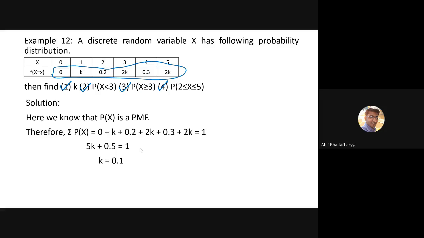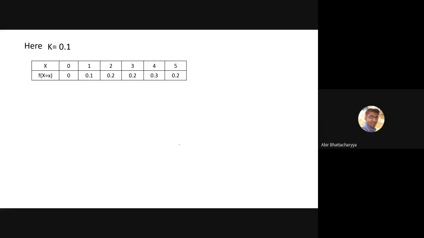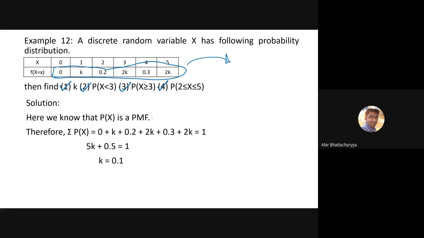Once I get the value of k equals 0.1, I will update this probability distribution. Now your probability distribution for k equals 0.1 is this one. Next, calculate the probability of X less than 3, the probability of X greater than or equal to 3, and the probability of 2 less than or equal to X less than or equal to 5.